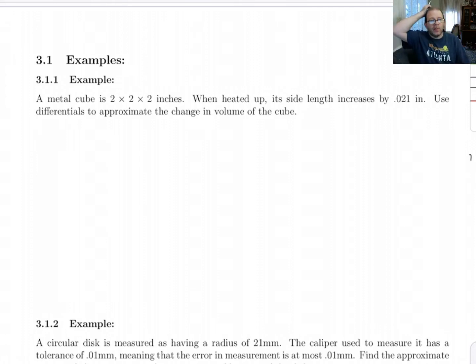Okay, let's look at this problem. A metal cube is 2 by 2 by 2 inches, and when heated up, its side length increases by 0.021 inches. Use differentials to approximate the change in volume.